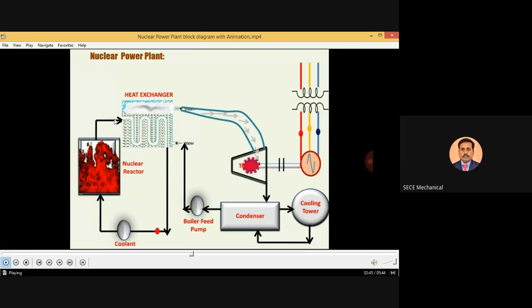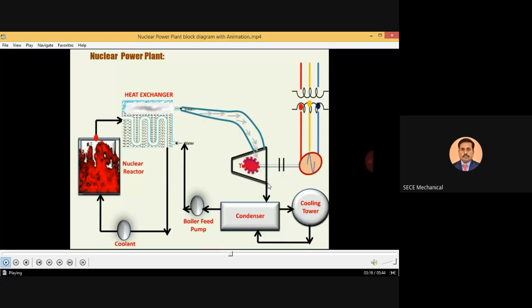That heat energy goes to your heat exchanger area. In that heat exchanger, water goes through the tubes, and heat surrounds the water tubes. So automatically the water gets heated up and converted into steam. That steam goes to the turbine, and the expansion process takes place in the turbine. So the turbine is rotated, the generator is also rotated, and you can get the power.